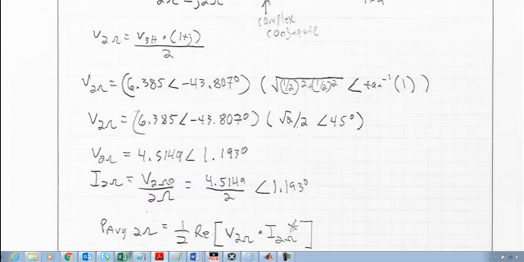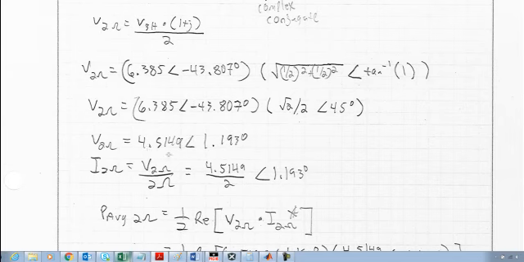Multiply those together. The voltage is going to be 4.5149 phasor 1.193 degrees. Now, to find that current, it's just equal to the voltage divided by the 2 ohms. And remember, that's going to be exactly in phase with the voltage. The current and the voltage are going to be exactly in phase when we're talking about a load that is just a resistor. So the phase is going to be exactly the same. We just simply divide our R value by this 2 ohm load. So we get 4.5149 divided by 2, and the phase angle 1.193.